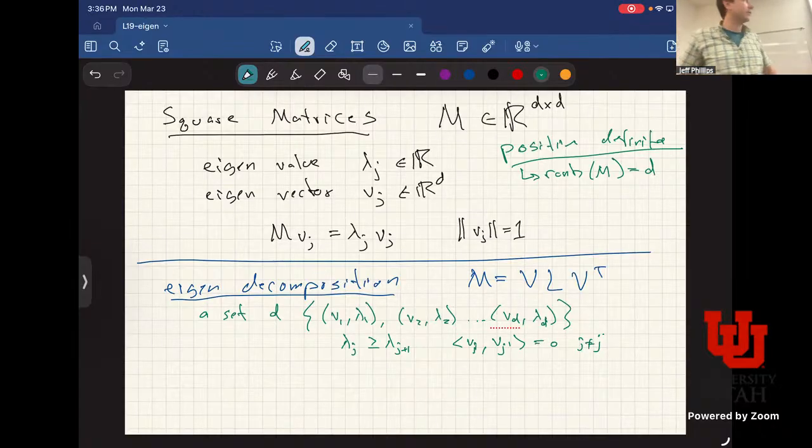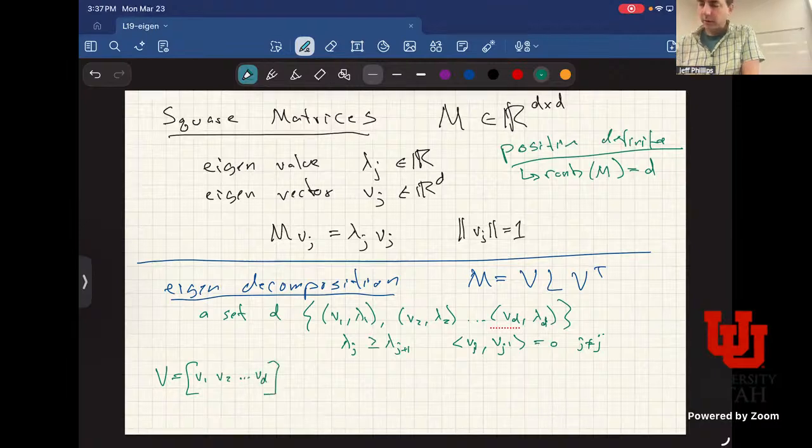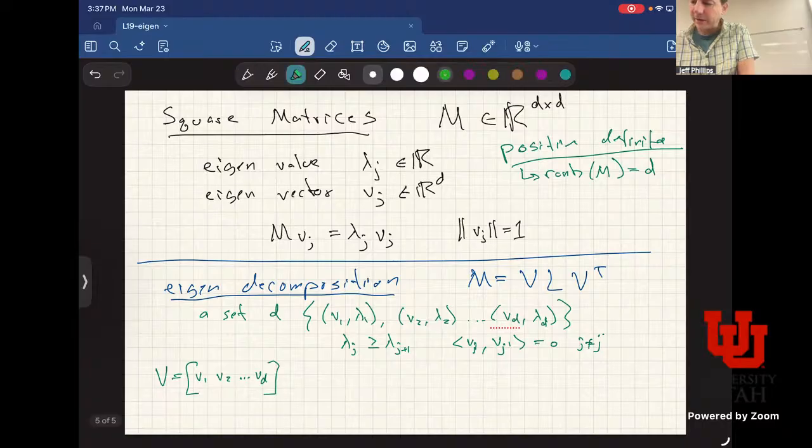Now this decomposition uses this matrix V twice. What is this matrix V? This matrix V is going to be storing these eigenvectors as the columns.